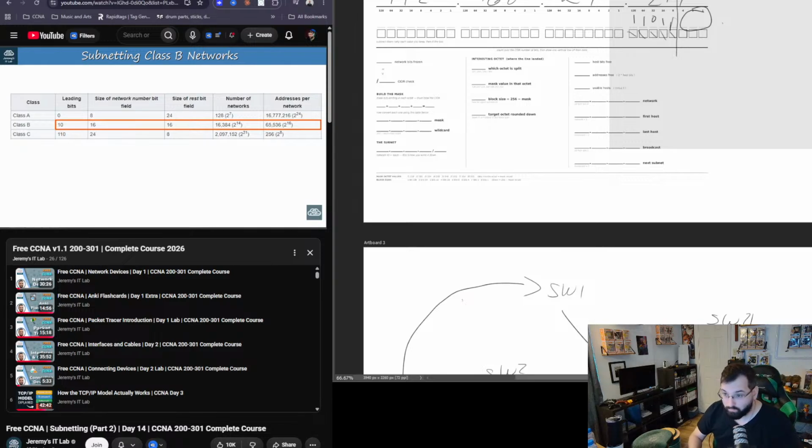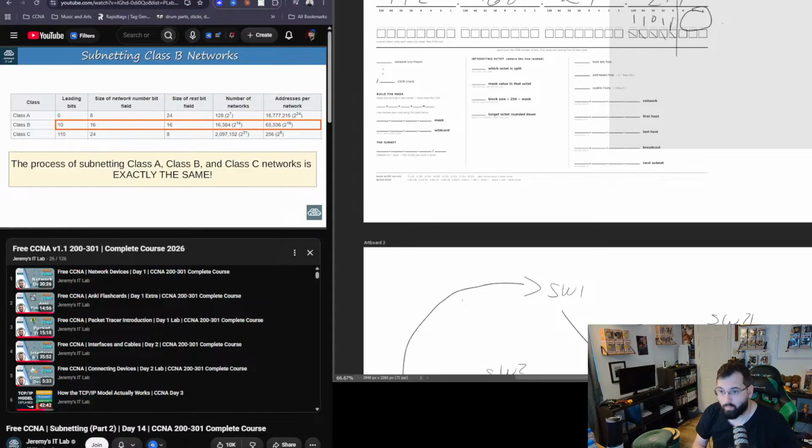Now let's finally take a look at subnetting some larger networks, specifically Class B. Looking at this chart again, you can see that there are many more host bits, and therefore many more possible subnets that can be created with a Class B network than with a Class C network. However, the process of subnetting is exactly the same. So I'll just walk you through a couple examples with Class B networks, and then we'll leave Class A networks for the last video of this subnetting series.